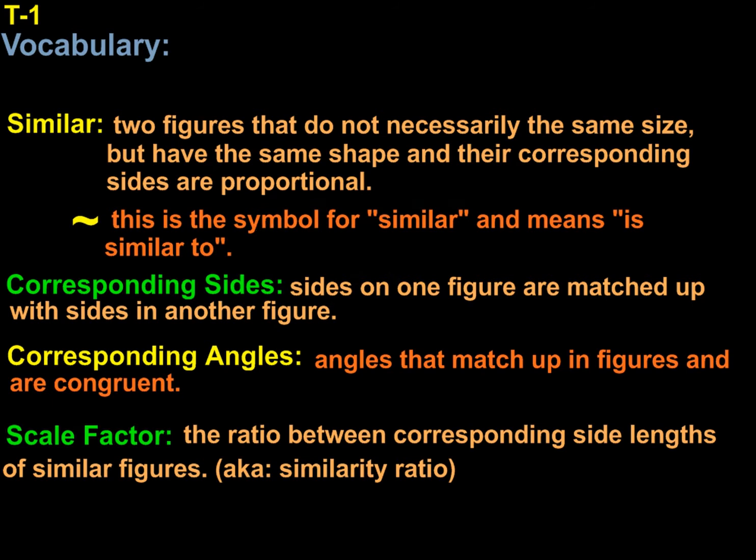Corresponding sides: sides on one figure that are matched up with sides in another figure. Corresponding angles: angles that match up in figures that are similar and are congruent. Scale factor: the ratio between corresponding side lengths of similar figures, also known as similarity ratio.